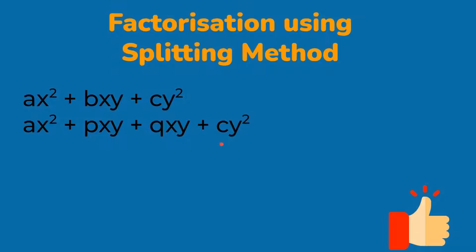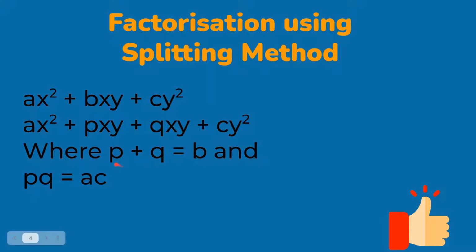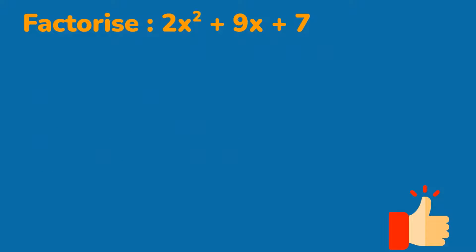So let's see what is the relation of p and q with a, b, c. p plus q is equal to b, or else it will not fit here, and pq should be ac, because if this is not true, then we will not be able to factorize the algebraic expression. Now let's see this in action.